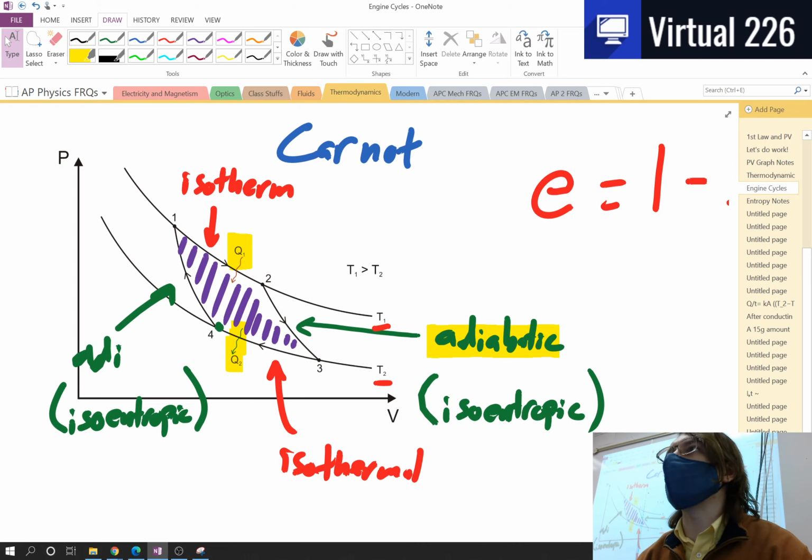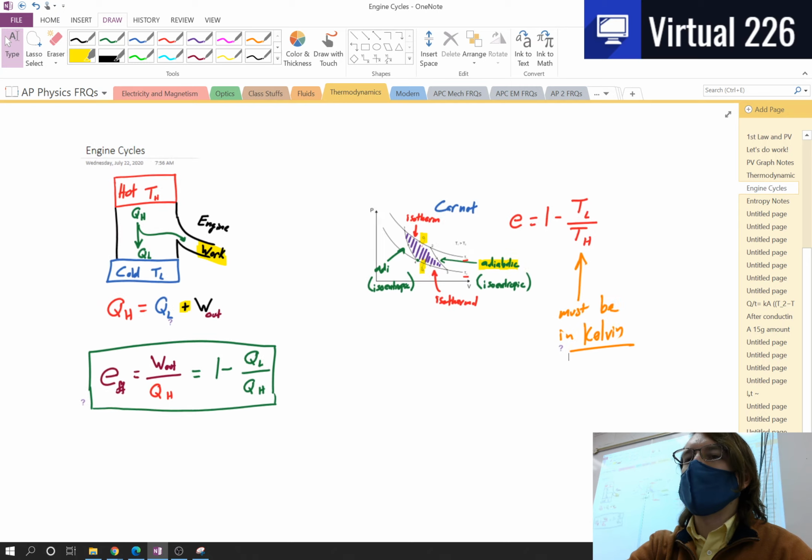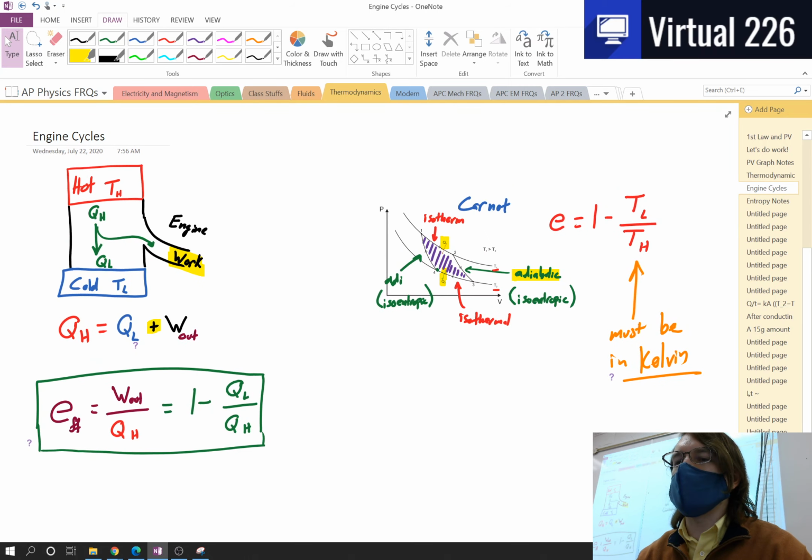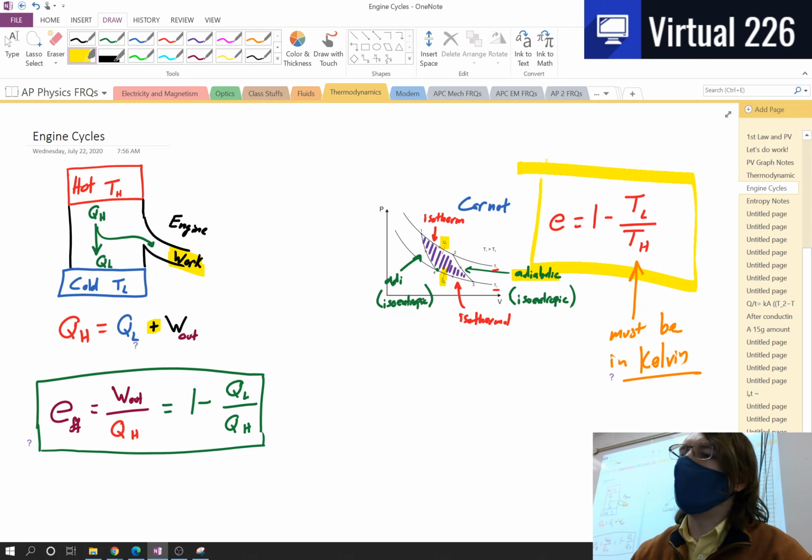But while Carnot engines are hyper efficient, they're not very useful on a day-to-day application. But that's what we've got to talk about from here, with just some engine cycles. These two efficiency equations, 1 minus QL over QH, and then for a Carnot, 1 minus TL over TH. This is what we'll be using.